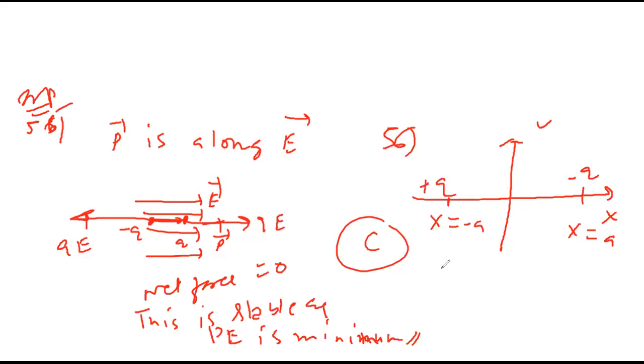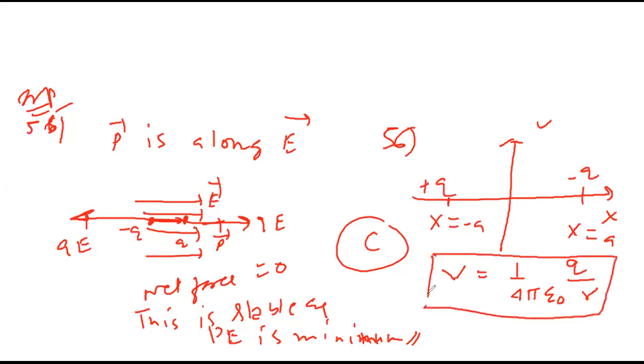What is the formula for potential? It is 1 upon 4 pi epsilon, KQ by R. For positive charge it is positive and for negative charge it is negative. Correct? So at the center the net will be 0 or not? Distances are the same in magnitude, but one is positive and one is negative, so the net potential will be 0.